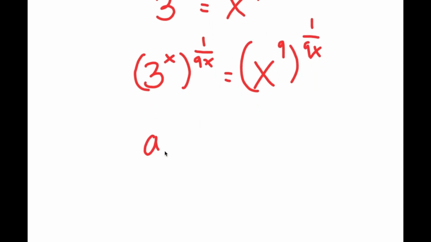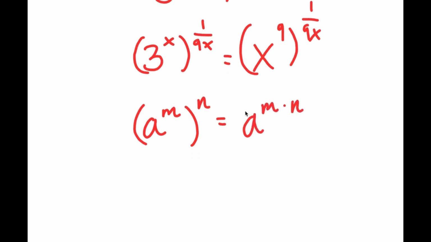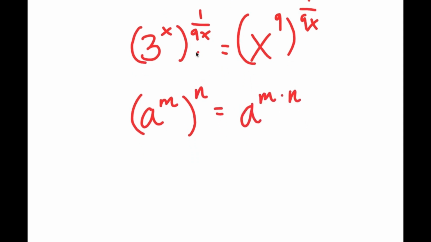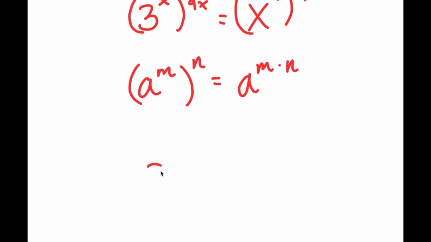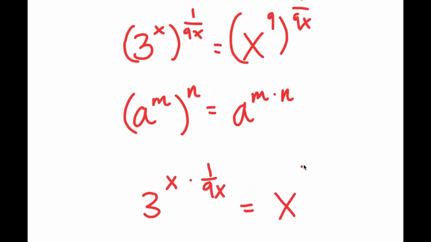And if I have something in the form a to the power of m to the power of n, this is equal to a to the power of m times n. So 3 to the power of x to the power of 1 over 9x is going to equal 3 to the power of x times 1 over 9x. And this is going to equal x to the power of 9 times 1 over 9x.